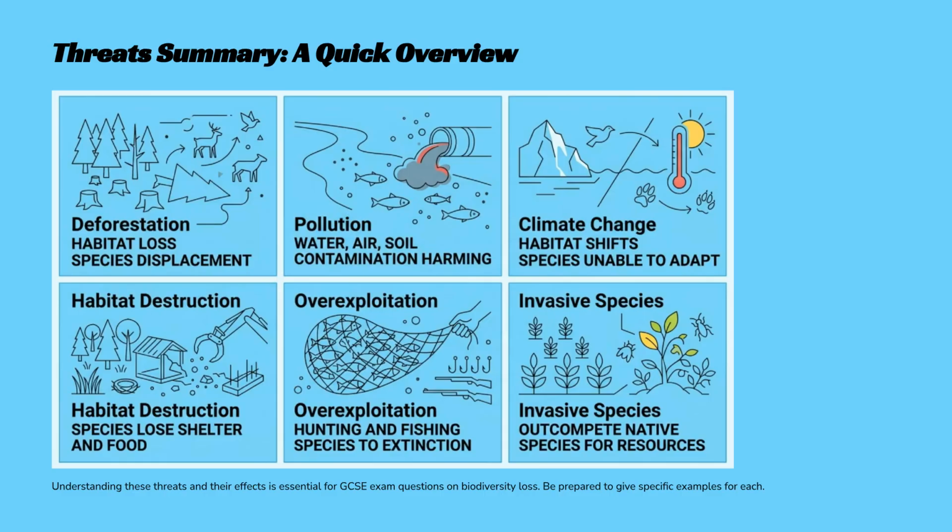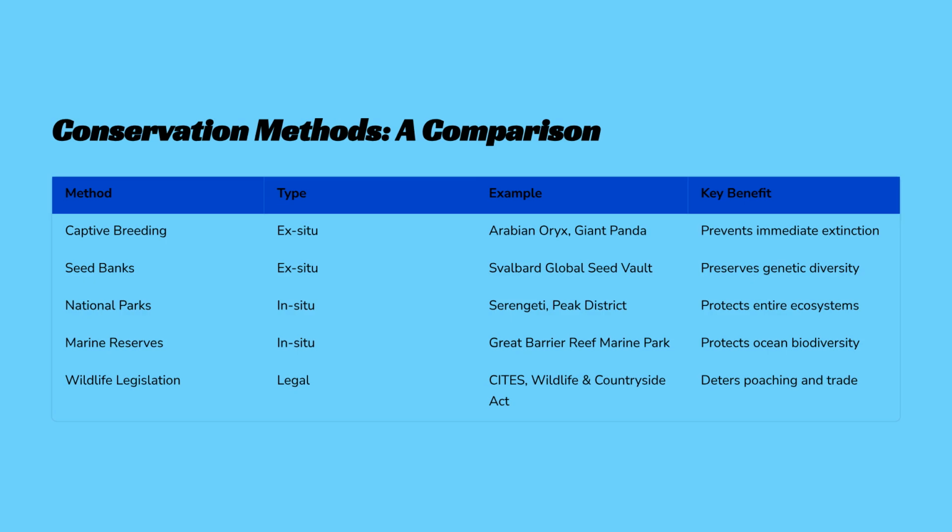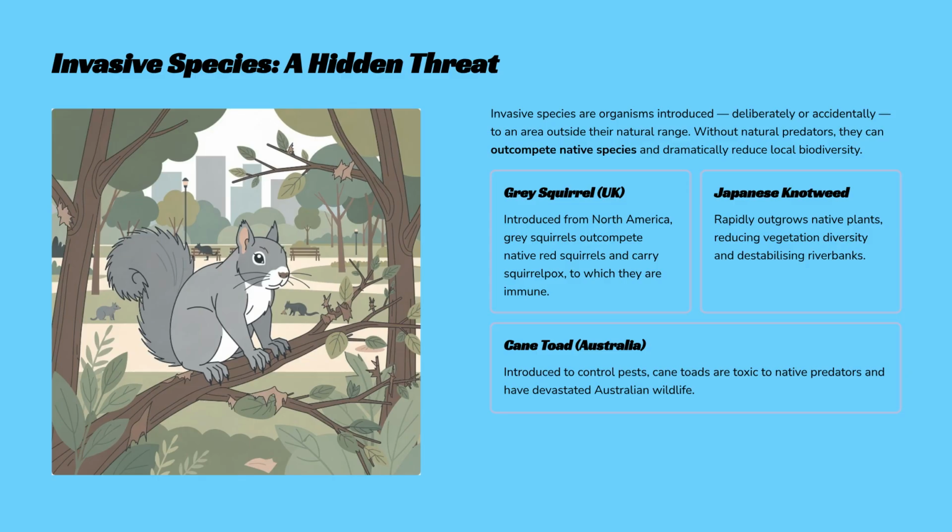Be prepared to explain how factors like pollution and habitat loss impact biodiversity with specific real-world examples. Conservation methods are categorized as in situ or ex situ. Techniques range from captive breeding and seed banks to protecting entire ecosystems through national parks, marine reserves, and strict wildlife legislation. Invasive species represent a hidden threat to biodiversity.